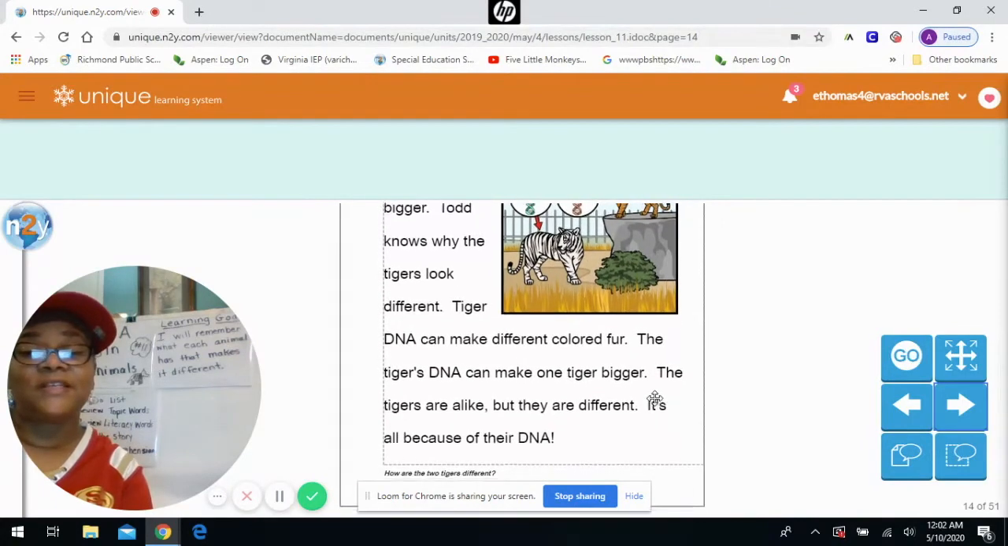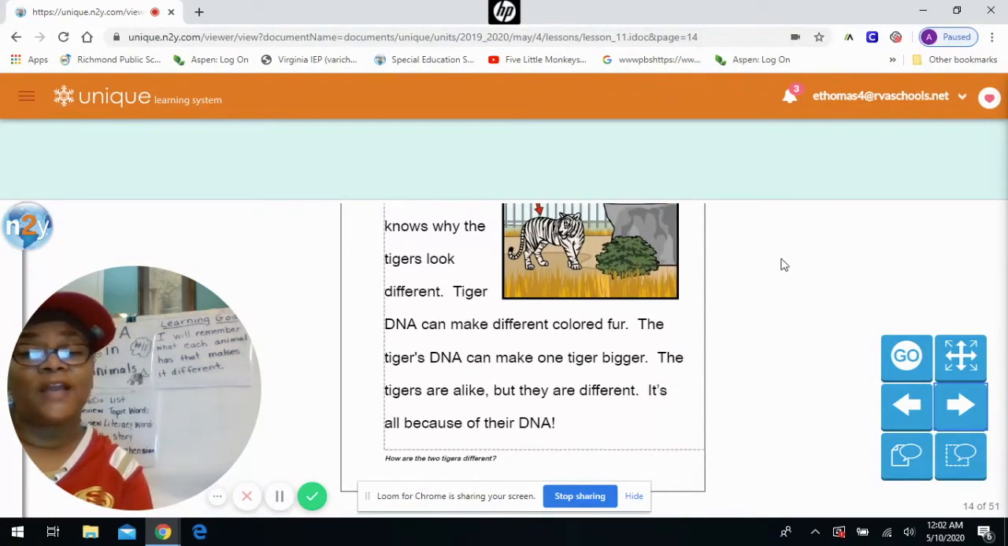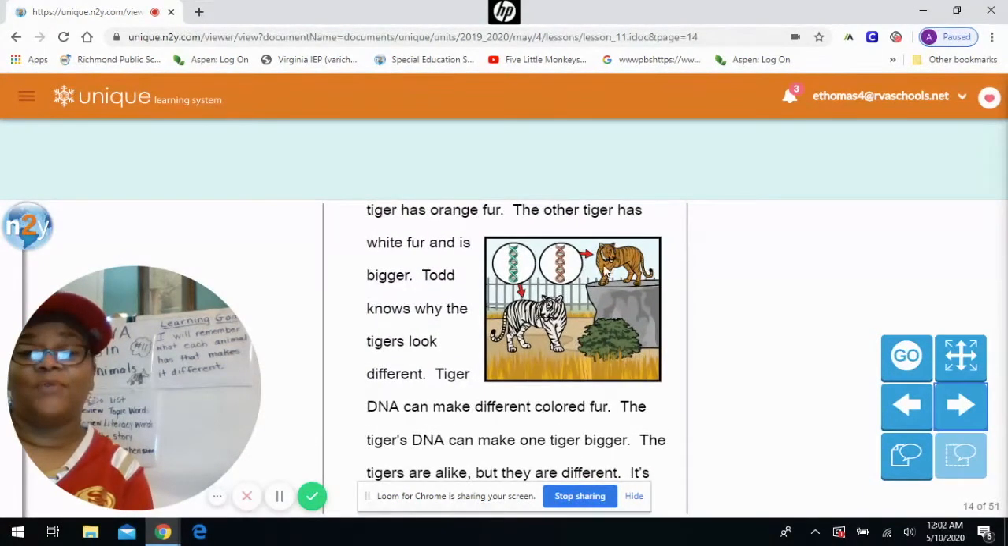Let's keep reading. It says, how are the two tigers different? Because one has orange fur, and the other one has white fur, but they're different. You see the two different DNAs? Good.